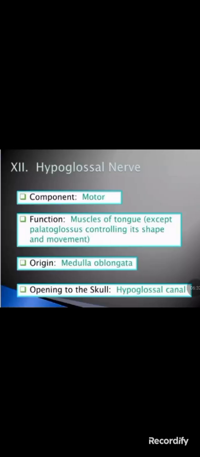Hypoglossal nerve is the 12th cranial nerve. Its component is motor. It arises from the medulla oblongata, opening as hypoglossal canal.